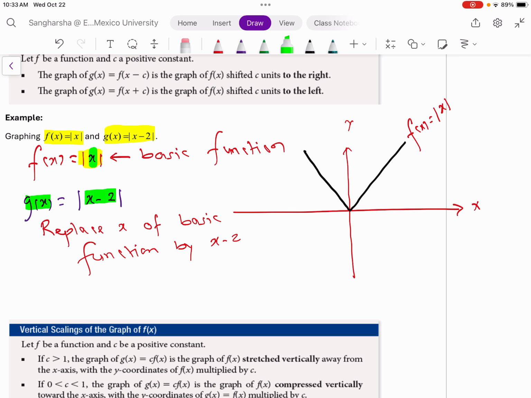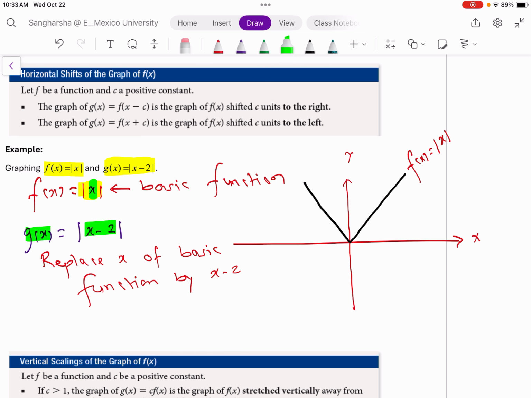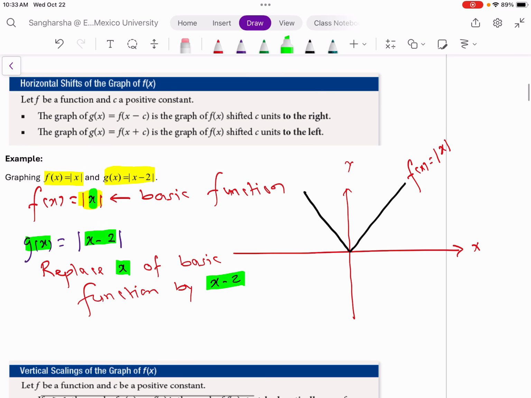Now, what does it mean in the transformation? How does our graph shift? If we replace x of a function, replacing, not adding or subtracting, by x minus some number, then our graph is shifted horizontally to the right by this unit, by 2 units. Now we move this graph to the right by 2 units. 1, 2 is here. So you draw the V shape at 2.